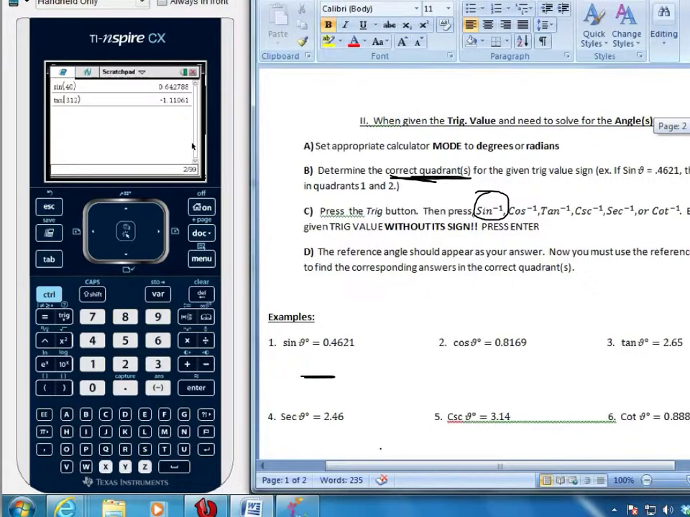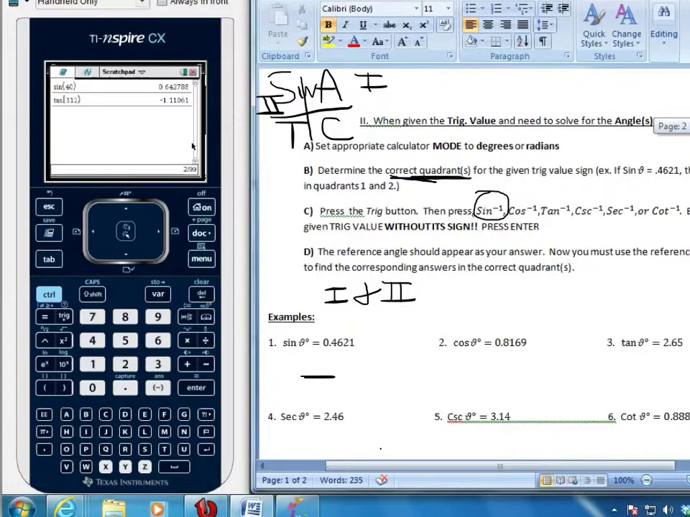When we did this inverse trig, most of the ones that we did, we got two answers. The answer was in two quadrants. Again, I can rely on my old trusty all students take calculus. And I know this is sine, so sine is positive in the first quadrant and the second quadrant. See how this value here is positive? So my answers for number one are going to be in the first and second quadrant.